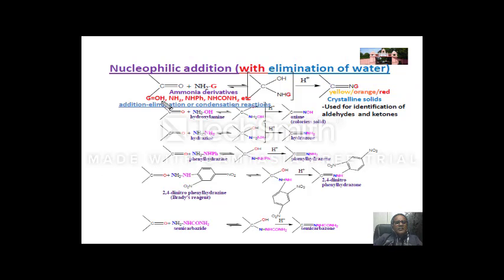So this G can be OH. If you have an OH, it is called hydroxylamine. This gives you oxime. If it is NH2, it becomes hydrazine, giving hydrazone. If it is this, then phenylhydrazine, because you have phenyl attached to this one, so it becomes phenylhydrazone. Then you have 2,4-dinitrophenylhydrazine.